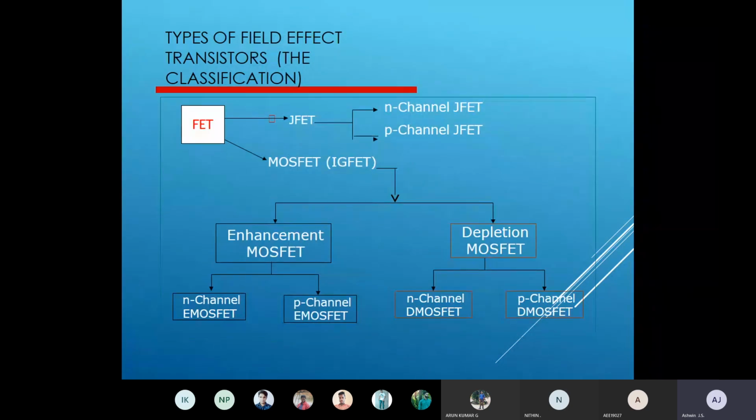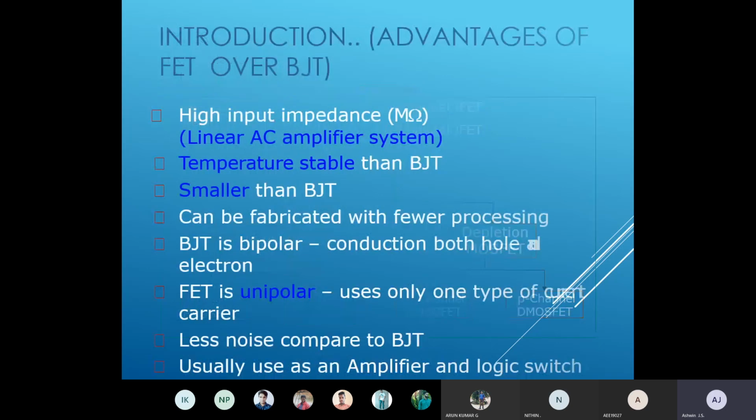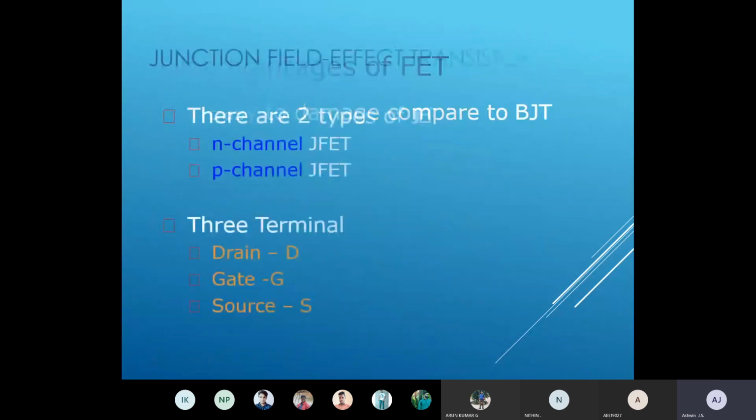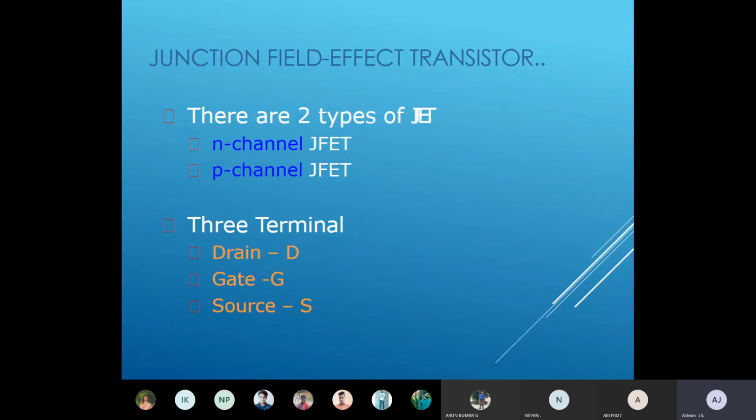And we saw the classification. FET has two classifications, one is JFET and another is MOSFET. We already saw that the JFET has two types, one is the P channel and another one is the N channel. These are the unique features of FET over the BJT: it has very high input impedance, and we can use it as a switch in digital circuits. Wherever you are seeing an IC, inside there will be FETs. It may be either JFET or MOSFET.